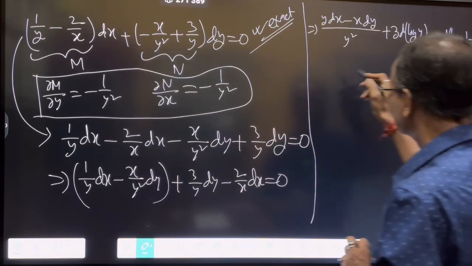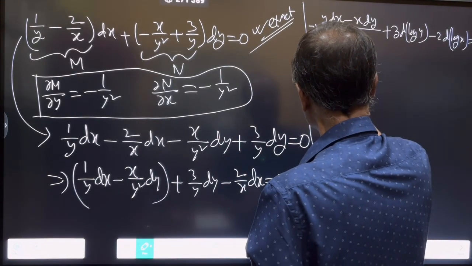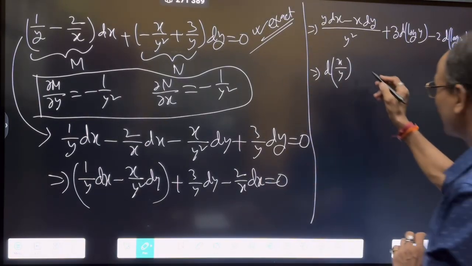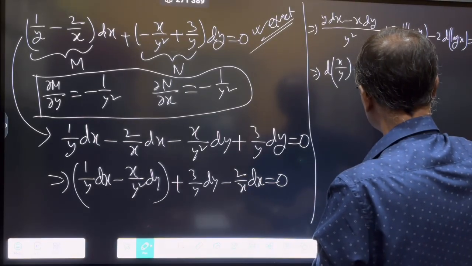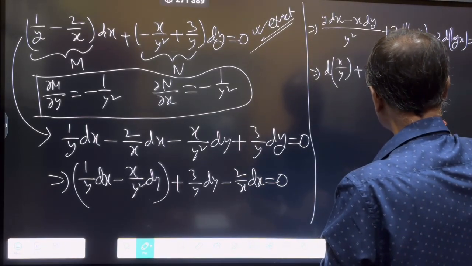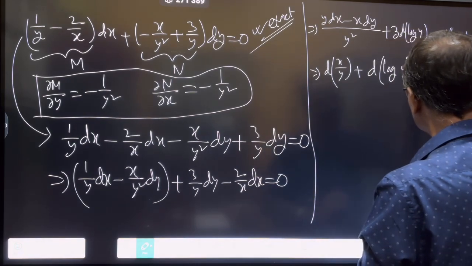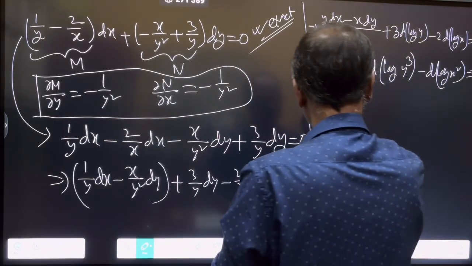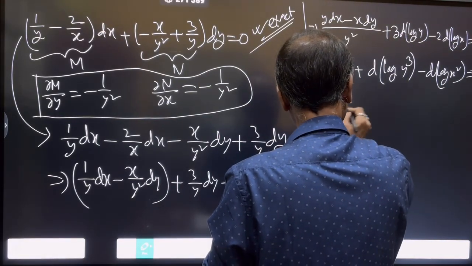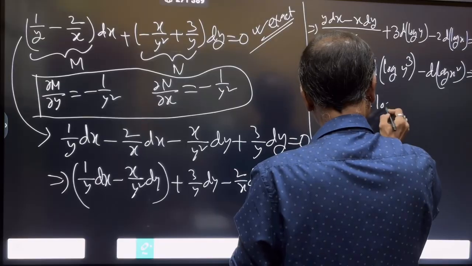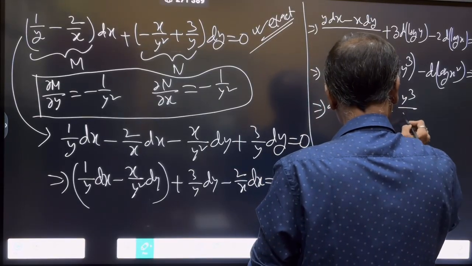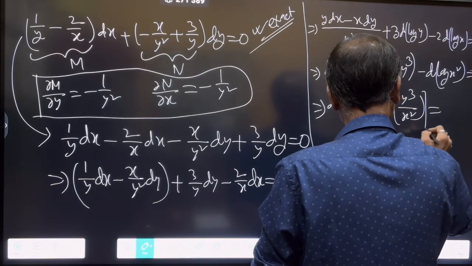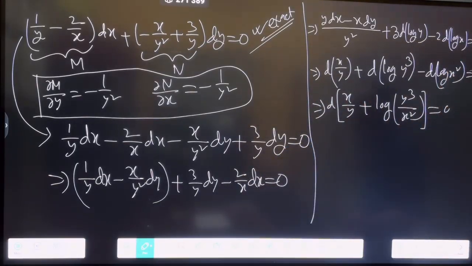This means you may write it as d of x by y plus d of log y cube minus d log x square. This is equal to 0. Or d of x by y plus log of y cube by x square equal to 0.